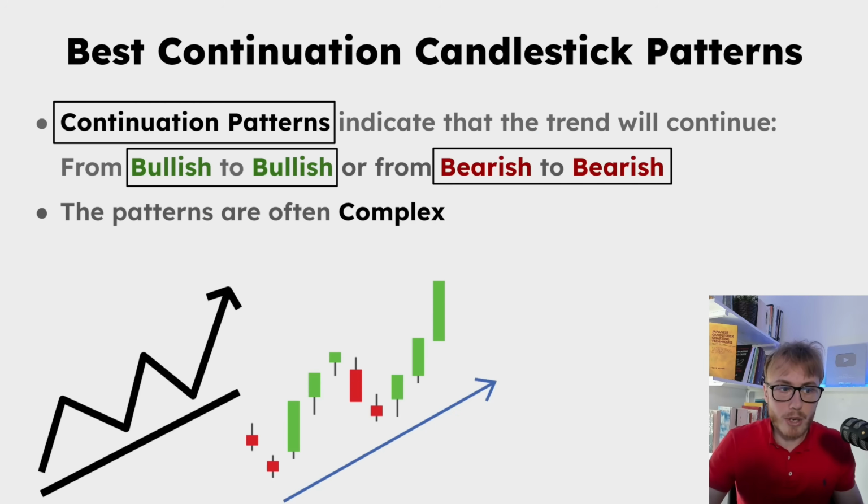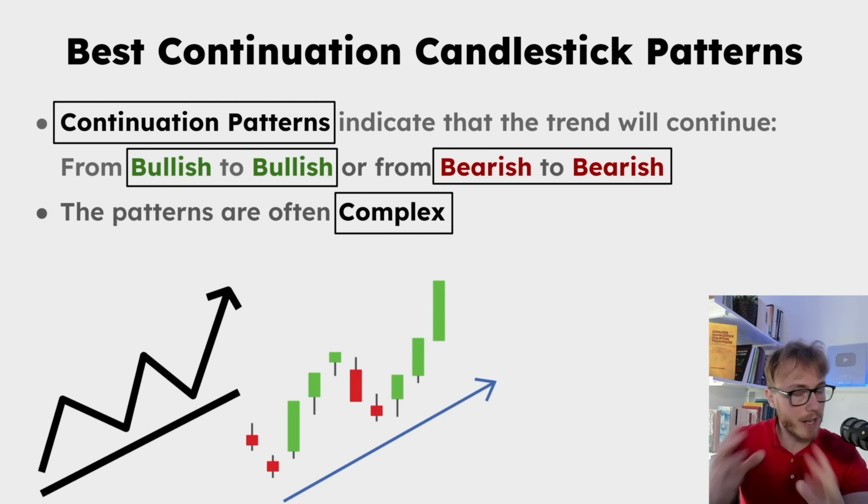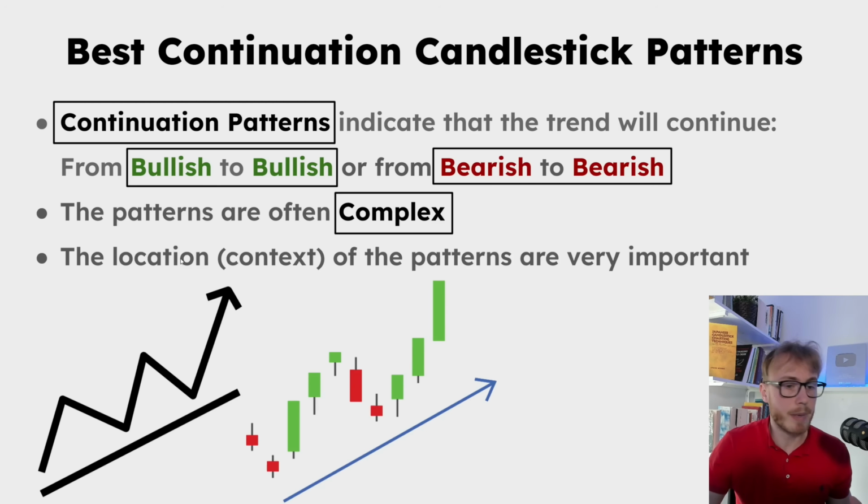When it comes to continuation patterns, the patterns are often complex. Or in other words, the patterns will very seldom consist of only one candlestick. They will pretty much always be a bit larger patterns. And when it comes to continuation patterns, the location on the chart, or in other words, the context of the patterns, is super, super important. So when we talk about continuation patterns, make sure to pay extra attention to the context and location of the patterns.